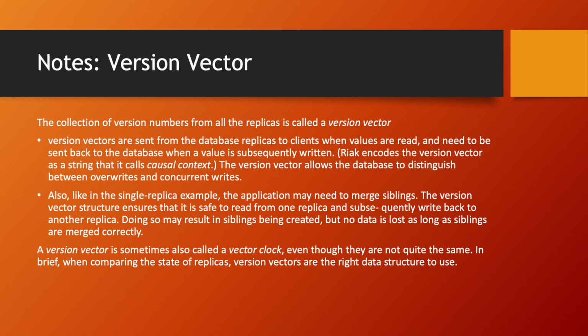The version vector structure ensures that it is safe to read from one replica and subsequently write back to another replica. Doing so may result in siblings being created, but no data is lost as long as the siblings are merged correctly. A version vector is sometimes also called a vector clock, even though they are not quite the same. In brief, when comparing the state of replicas, version vectors are the right data structure to use.